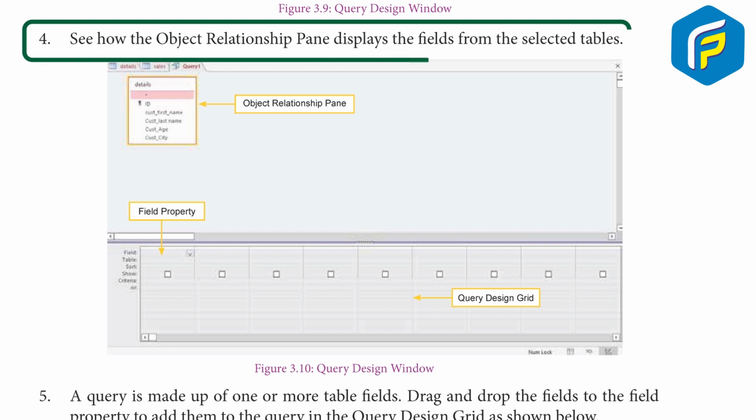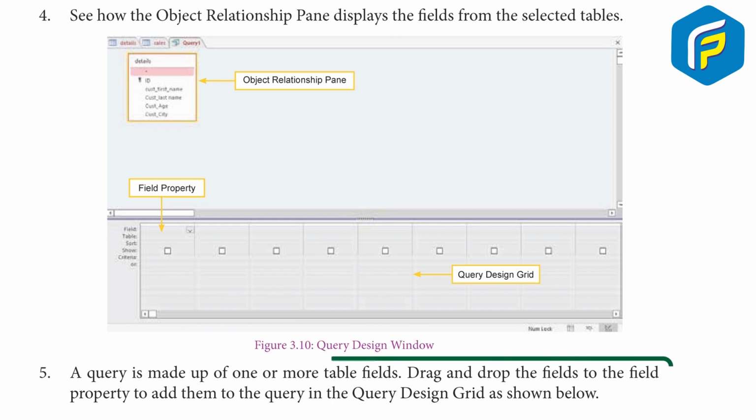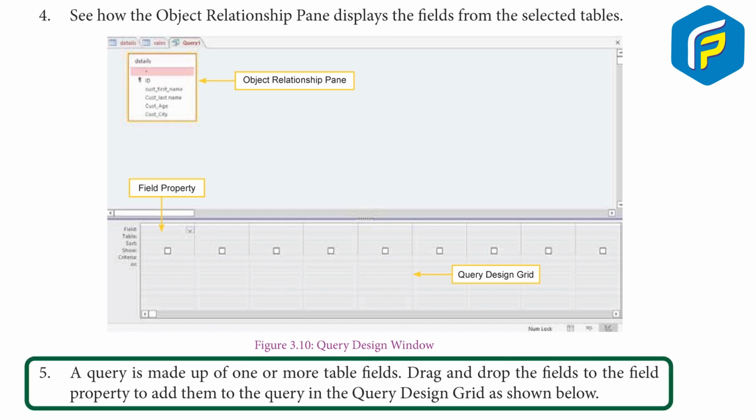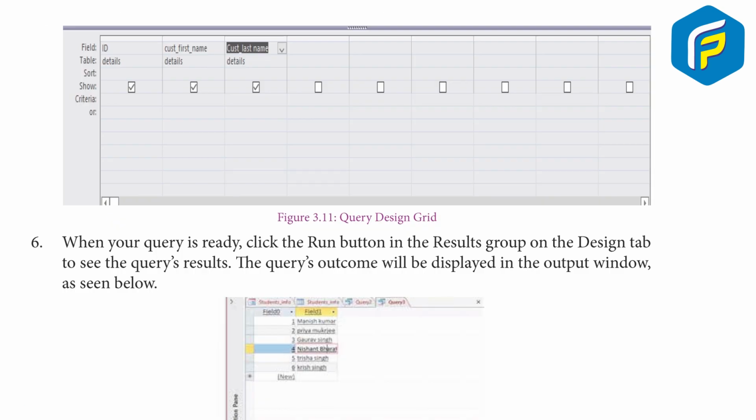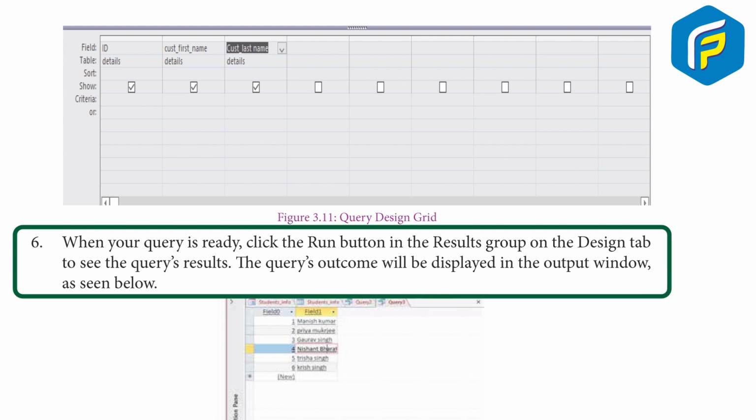4. See how the Object Relationship pane displays the fields from the selected tables. 5. A query is made up of one or more table fields. Drag and drop the fields to add them to the query in the Query Design grid as shown below. 6. When your query is ready, click the Run button in the Results group on the Design tab to see the query's result. The query's outcome will be displayed in the output window as seen below.